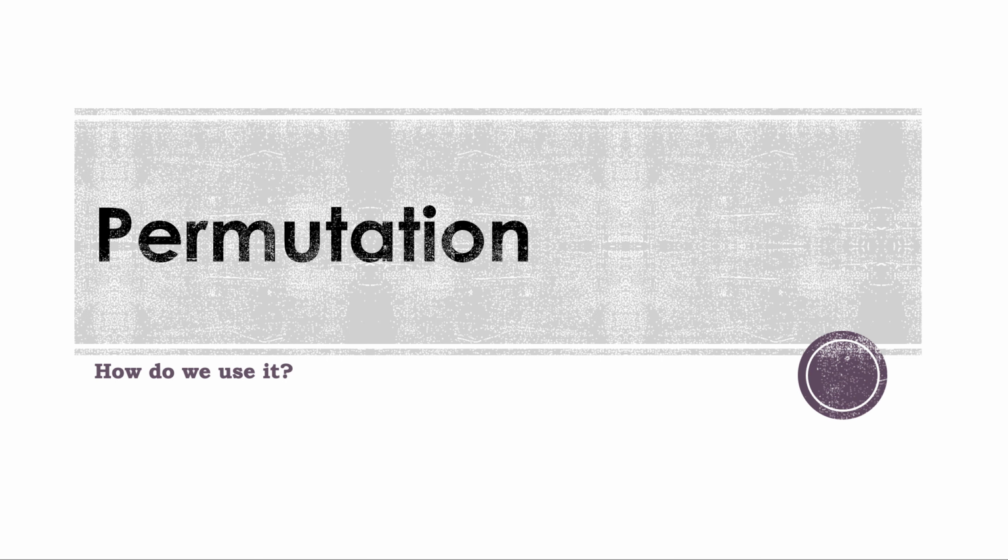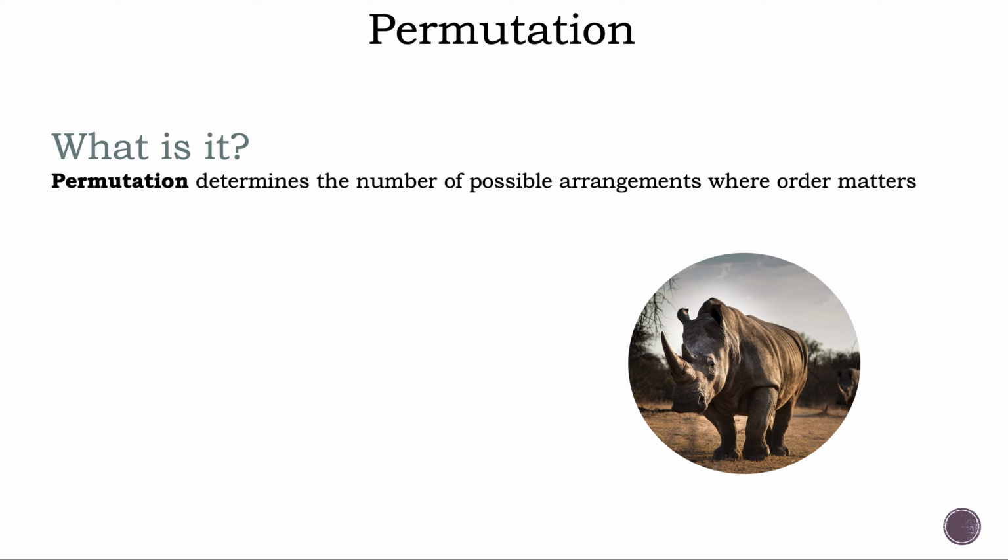Permutation. How do we use it? What is it? Permutation determines the number of possible arrangements where order matters. Why? Helps to describe RNA sequences.